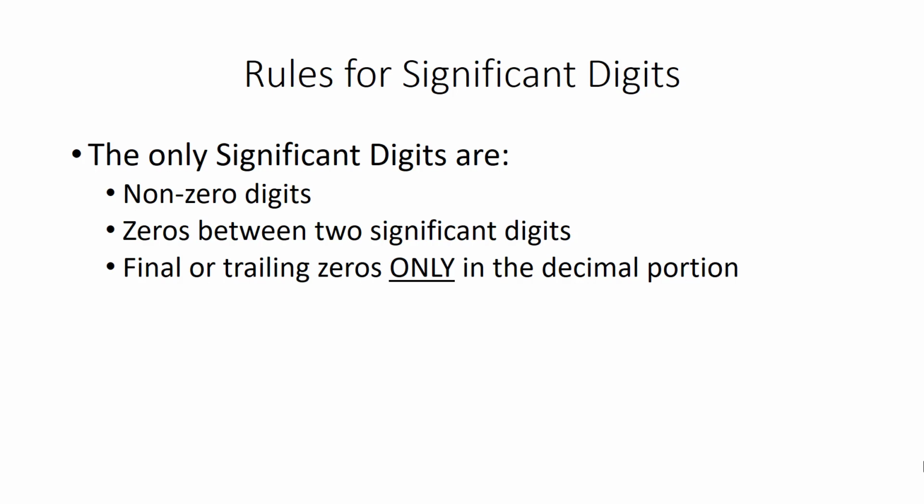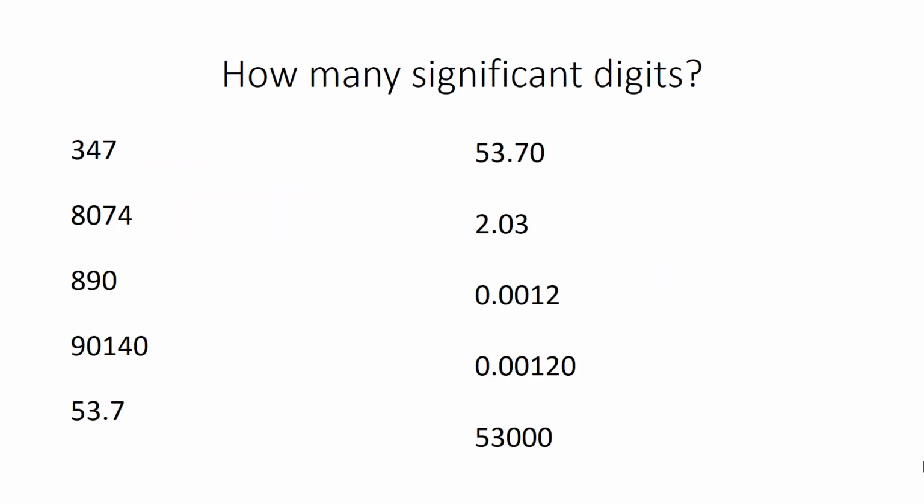So the only significant digits are any non-zero digit, zeros that are between two significant digits, and any final or trailing zeros only in the decimal portion of a number. For example, how many significant digits are there in these numbers? The best way to learn is by examples or practice.